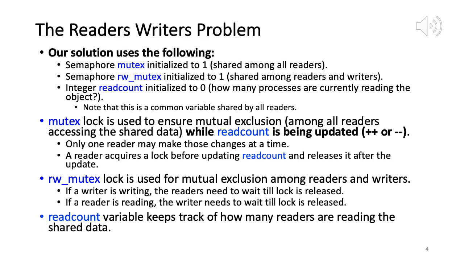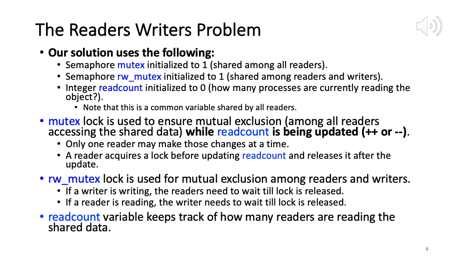Okay, so mutex lock is used to ensure mutual exclusion among all readers accessing the shared data while read count is being updated, plus plus or minus minus. So we discussed that. Only one reader may make those changes to read count at a time. The reader acquires a lock before updating read count and releases the lock after the update. That's alright too. The rw_mutex lock is used for mutual exclusion among readers and writers. If a writer is writing, the readers need to wait till the lock is released.